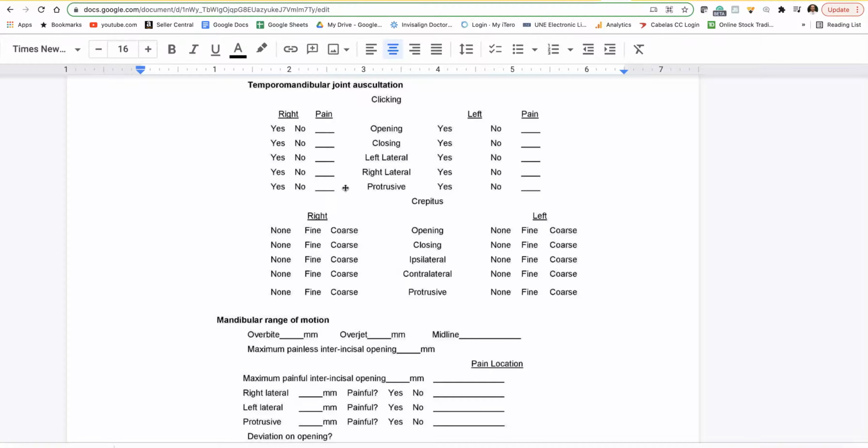TMJ auscultation. So this is essentially listening to the sounds within the joint. There are all kinds of opinions, methods, techniques on this. Historically, a stethoscope is used. You can really hear whether there's things going on inside the joint. We're looking for sounds. What do sounds do? They indicate pathology in the joint.